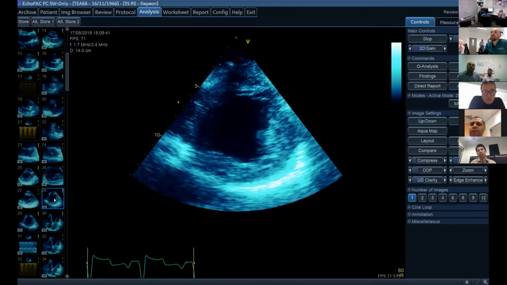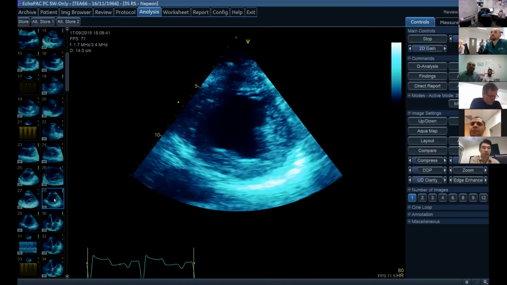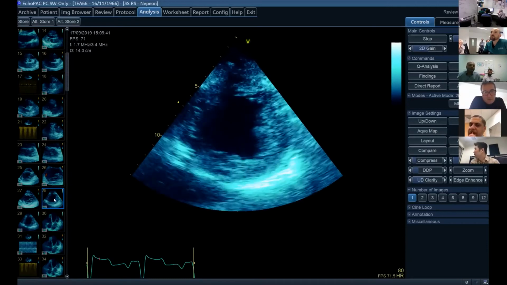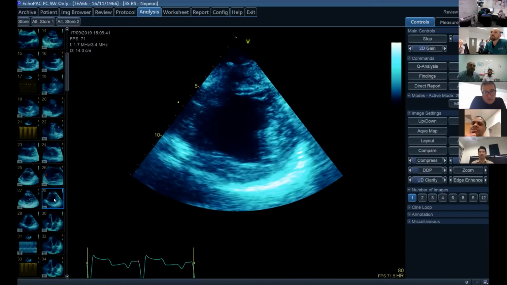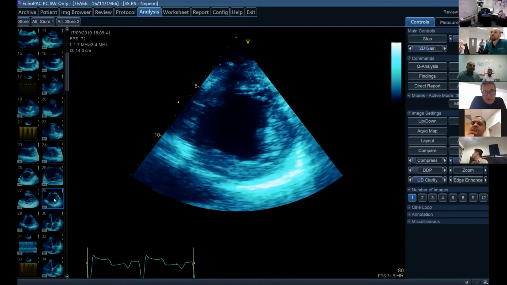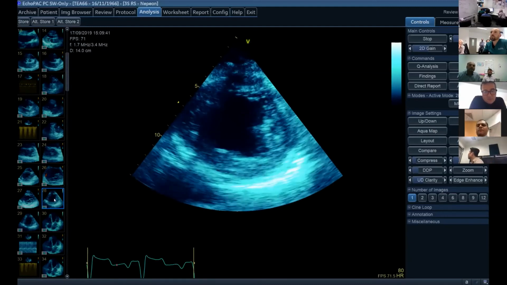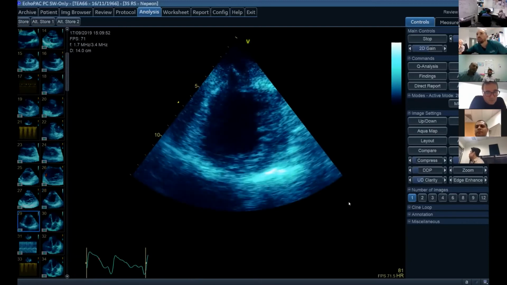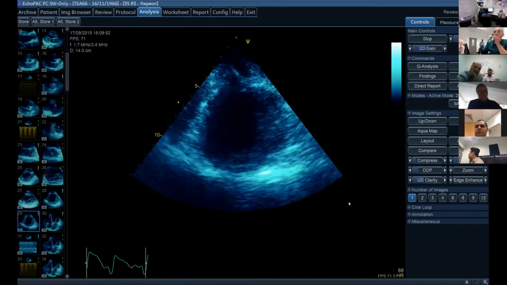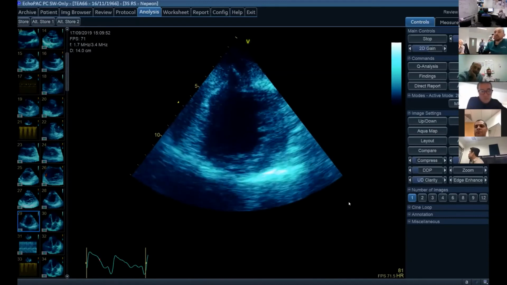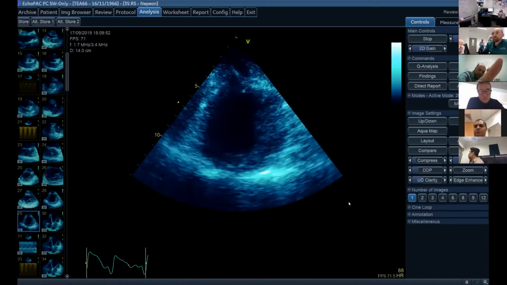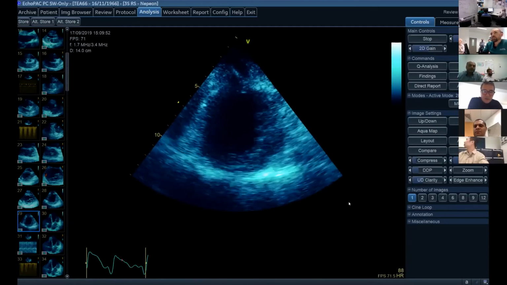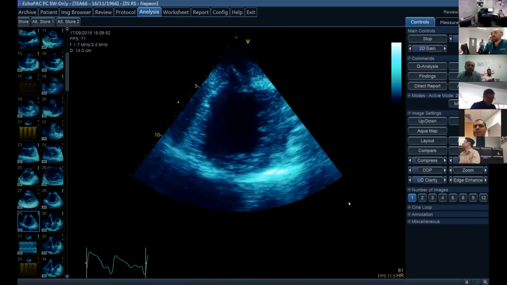Again, I would say that there is an akinetic segment anteriorly. Anterolaterally hypokinetic. And the base. Oh, sorry, that's apical again. It looks to me akinetic anteriorly.